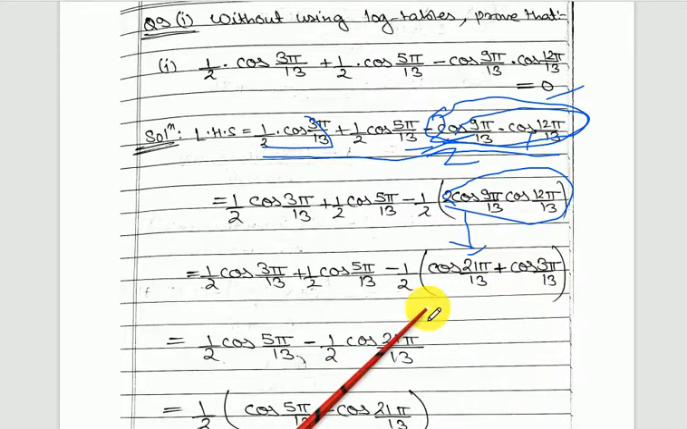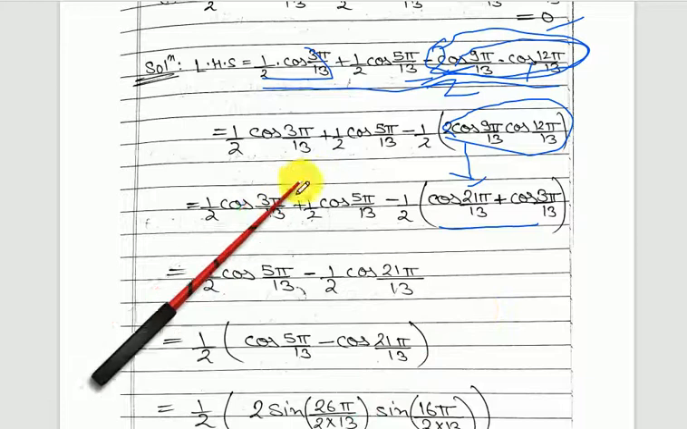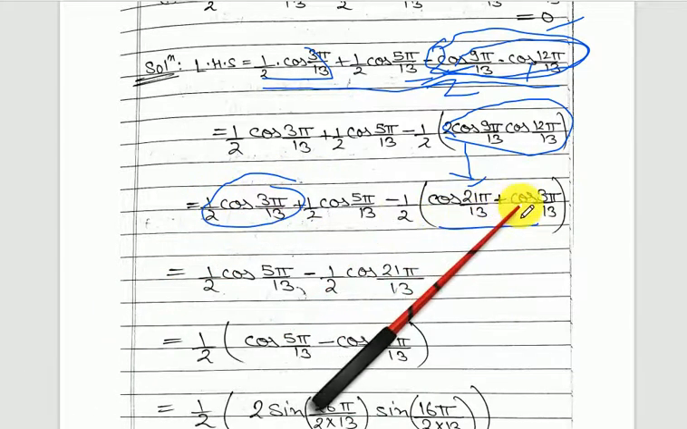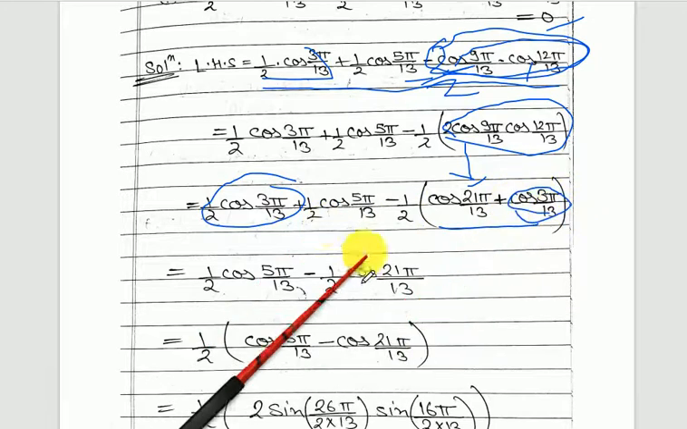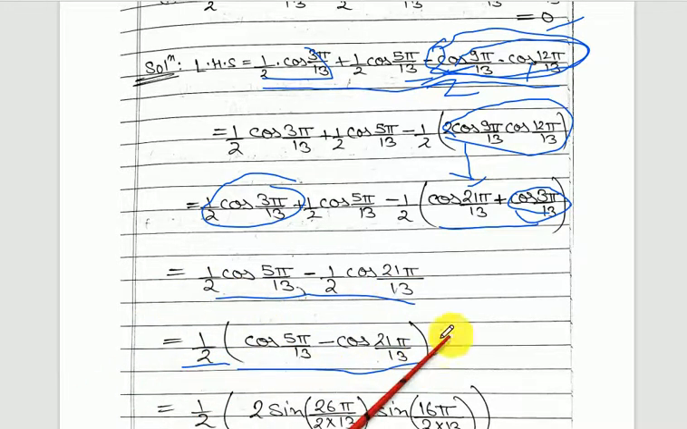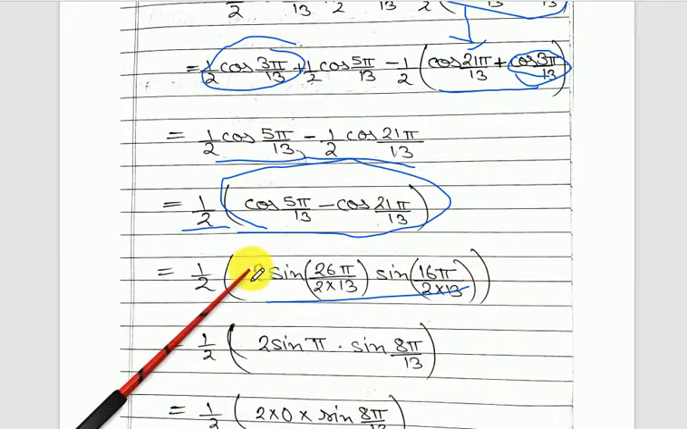So you get this cos 21π upon 13 plus cos 3π upon 13. Then open the bracket. And what will happen is this half cos 3π upon 13 and here minus half cos 3π upon 13 will get cancelled. So you are left with this. Now here you can see that in each term half is common. Take it out. Then you can use cos C minus cos D formula, and you will get this 2 and this 2.